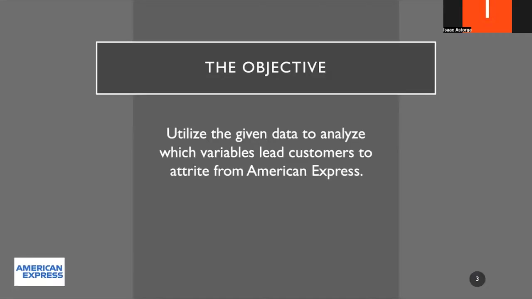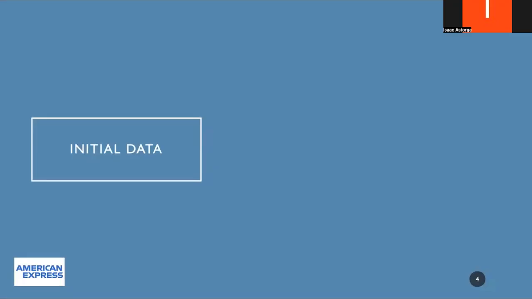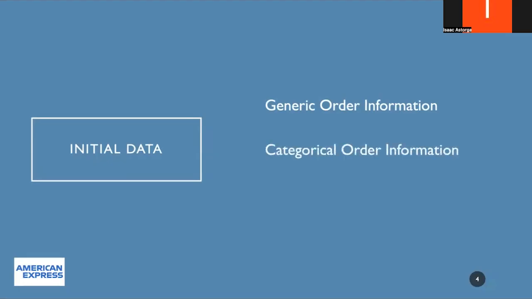The objective of this analysis was to utilize the given data to analyze which variables lead customers to attrite from American Express. Let's start by looking at the data that we were provided. This data was separated into three different categories. The first category, generic order information, contained variables such as card type and marital status. The second category, categorical order information, contained variables such as gender and income, while the last category, numerical order information, contained variables such as amount, balance, and transaction amount.